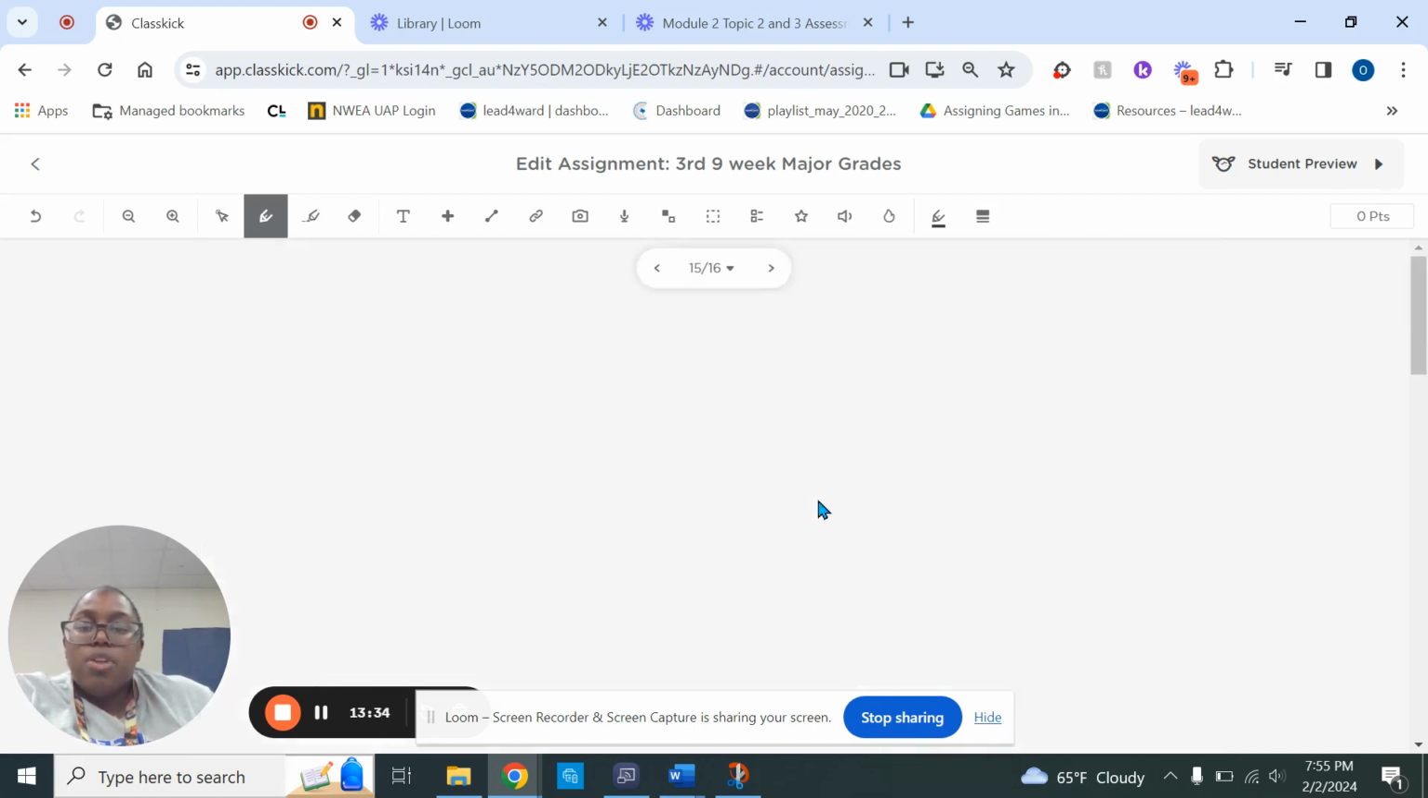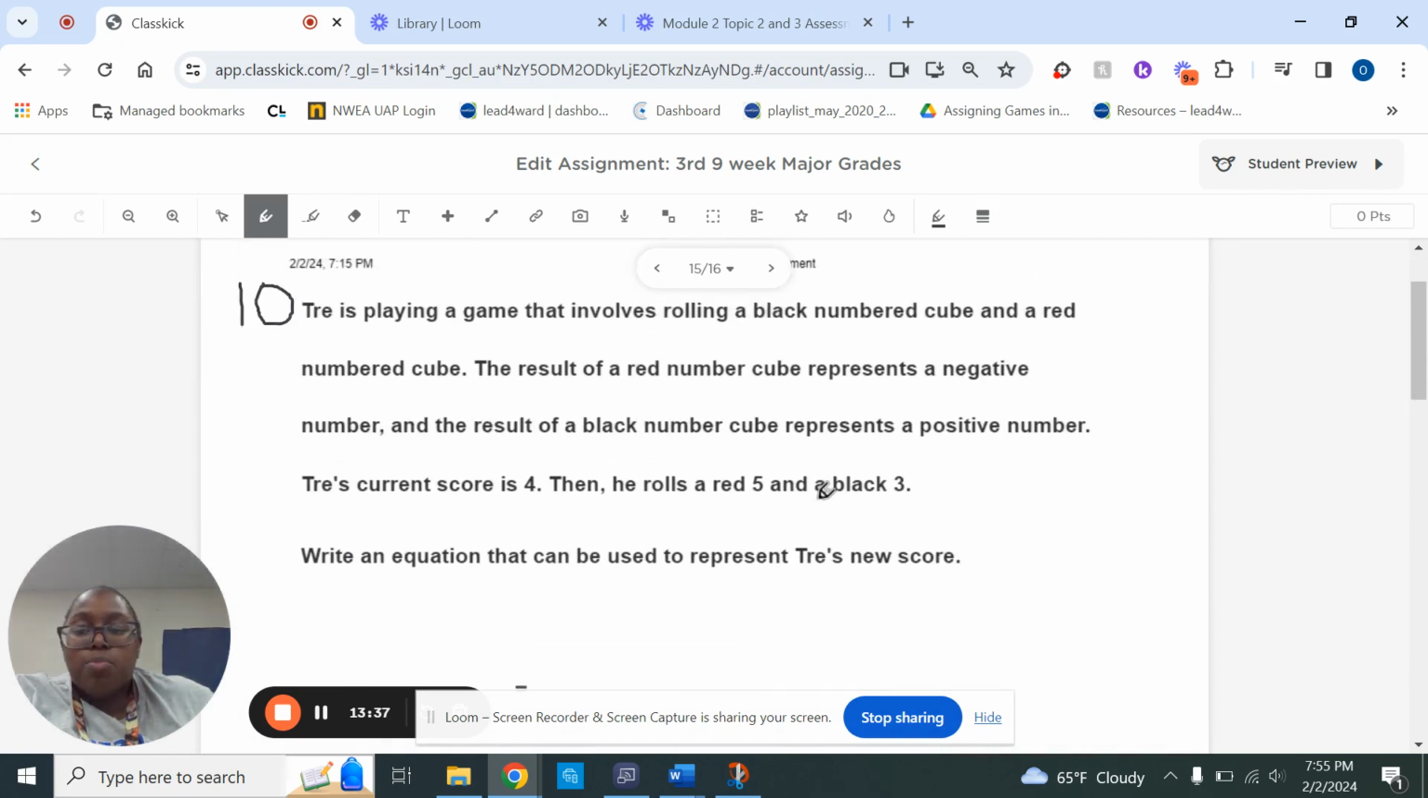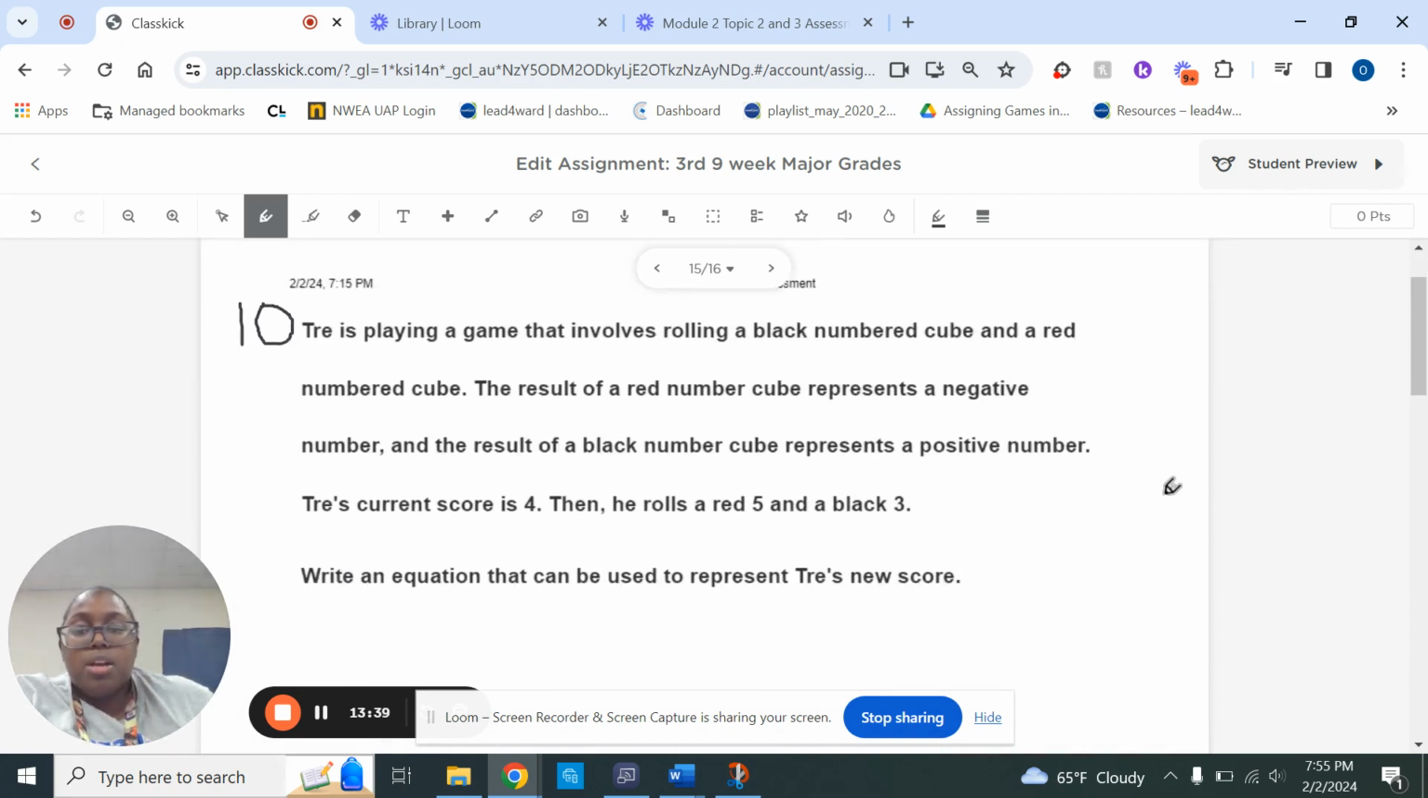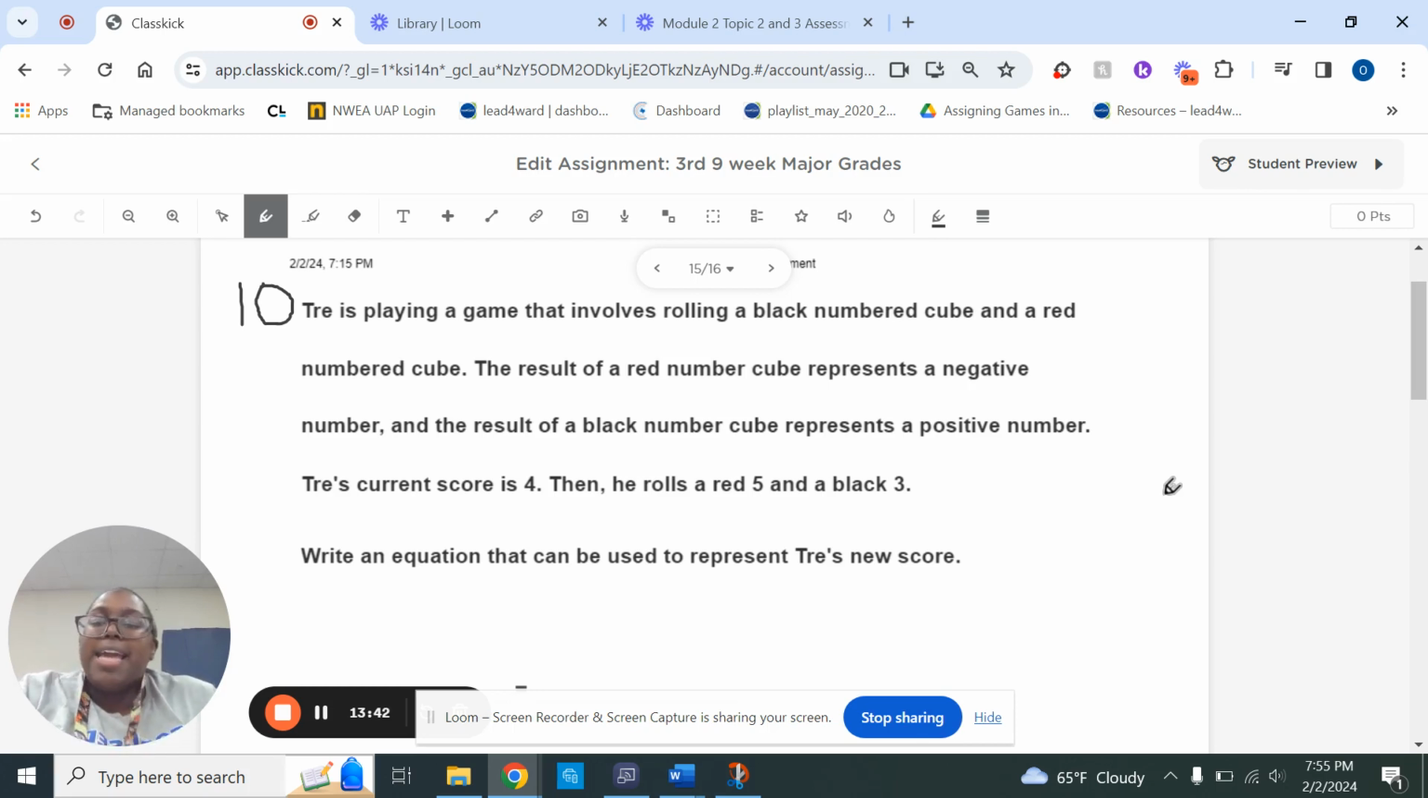All right, going to number 10, and number 10 is our last problem for this assignment. Trey is playing a game that involves rolling a black number cube and a red number cube. When we went over a similar problem in class for review, I asked you, what does it mean by a number cube? He is rolling dice, and the dice only have 6 sides. So the highest number you can get is a 6, and that's about all.